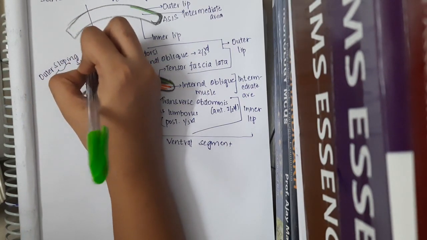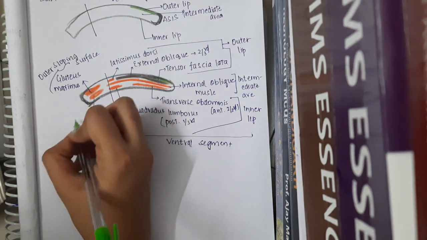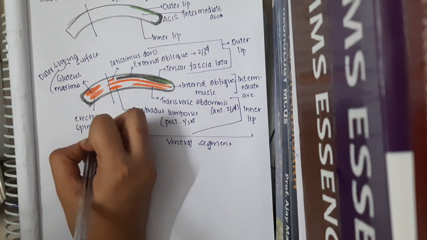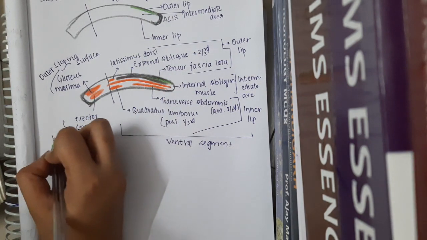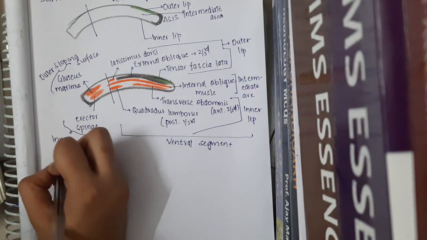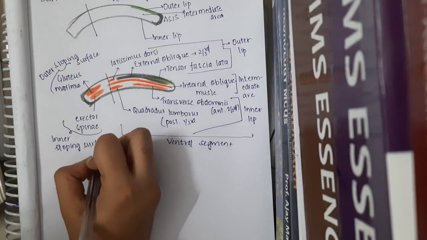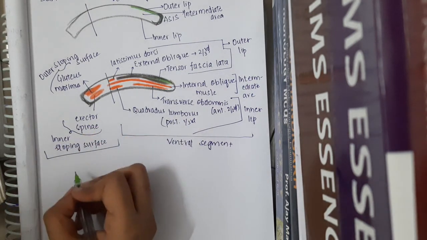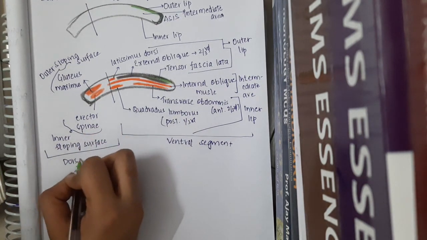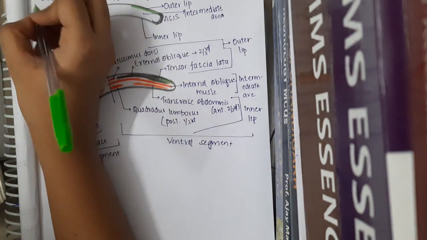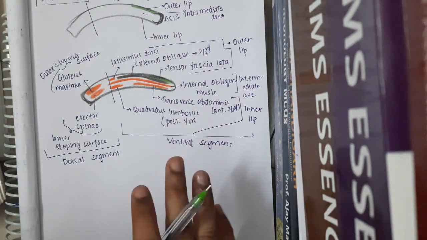You see this gluteus maximus, and you even have erector spinae. Where is this erector spinae present? This erector spinae is mainly present in the inner sloping surface. So all this outer and inner sloping surface is in the dorsal segment of the iliac crest. Now we have learnt about the iliac crest and what is there.